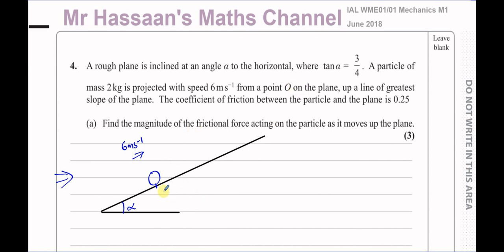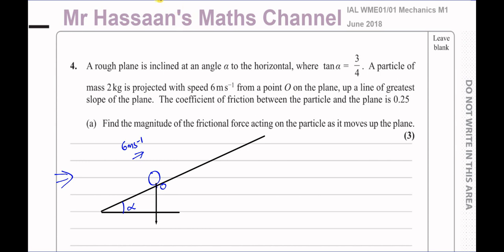So this is the point O, and that's the object. I'll put that also on the side slightly. Now, what are the forces acting on this object? It's projected up the plane. There's no force now pushing it anymore. It's given this initial push, and now it's not being pushed anymore. So the only forces acting on it, once it's been initially pushed, are its weight, which acts always vertically downwards. Let me just make that a bit thinner.